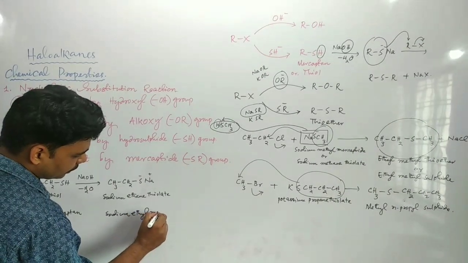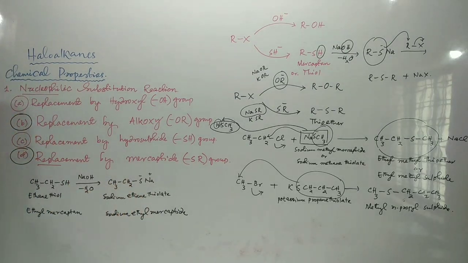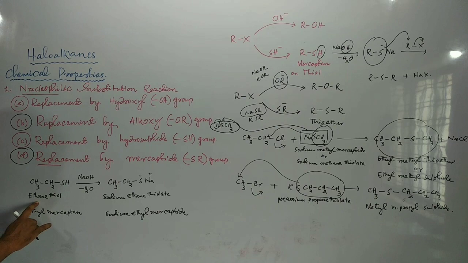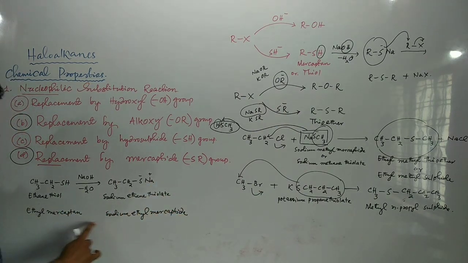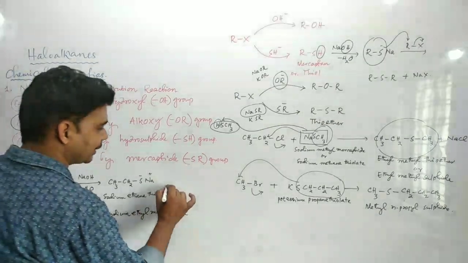Sodium ethyl mercaptide. Don't use these two names simultaneously. Any of these names can be used. Either you can write ethanethiol and sodium ethanethiolate, or ethyl mercaptan and sodium ethyl mercaptide. Okay, this is your mercaptide.